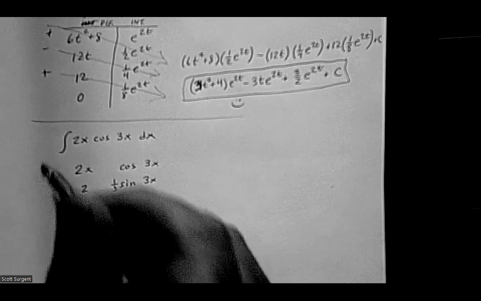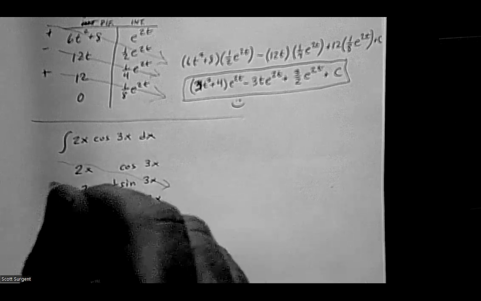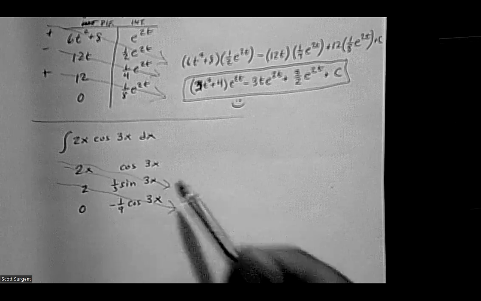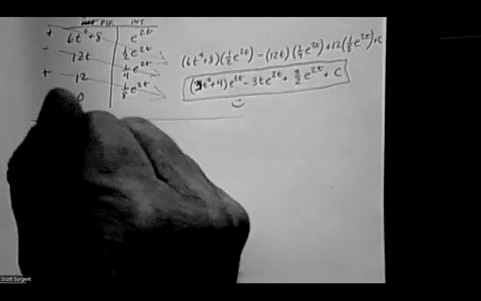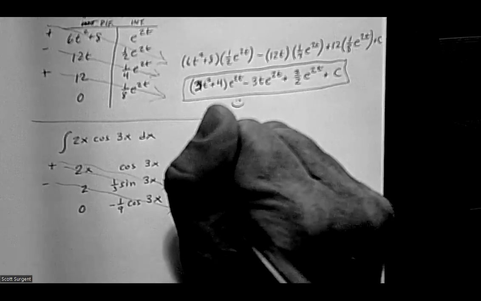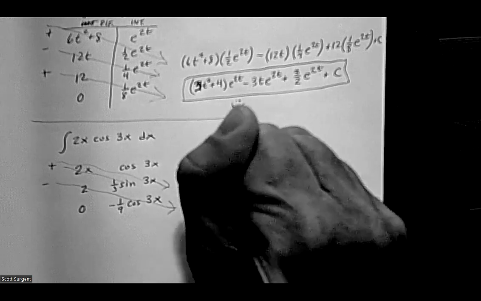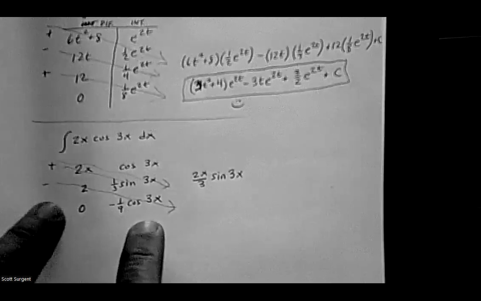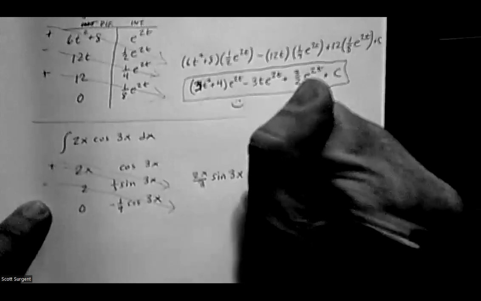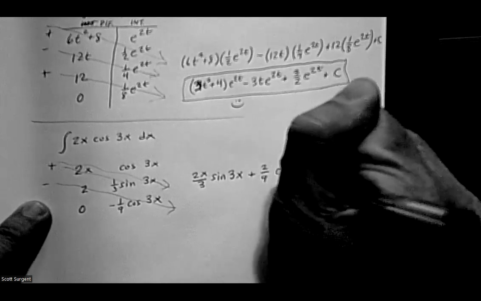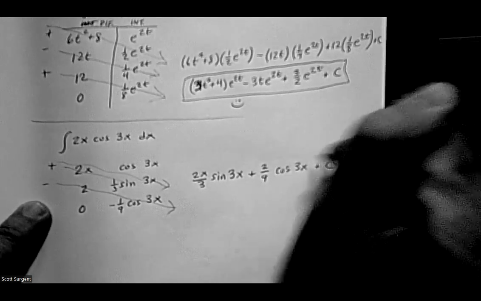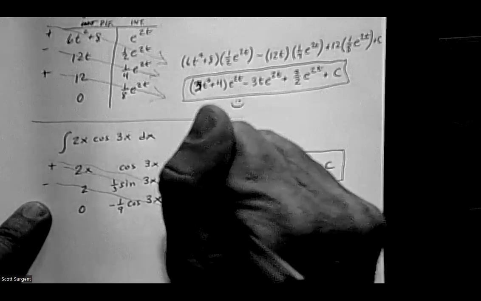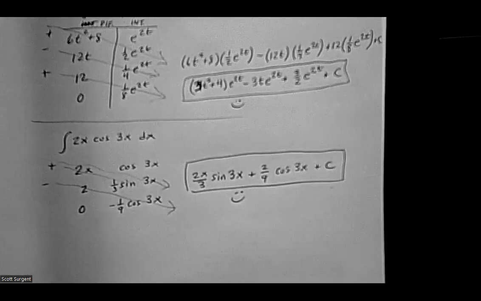And then just do your arrows. You always kind of go in a diagonal like that. Plus and minus, in this case, you're going to get 2x over 3 sine 3x. And then here you're going to get negative of a negative, so it's going to be plus. So 2/9 cos 3x plus c, and bada boom, you are done. Isn't that nifty? So tabular is a real time saver.